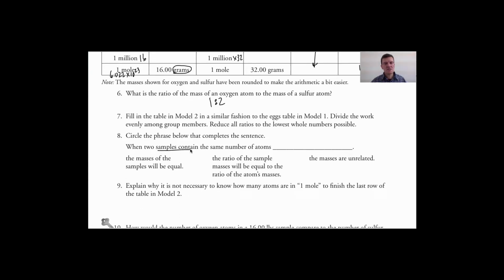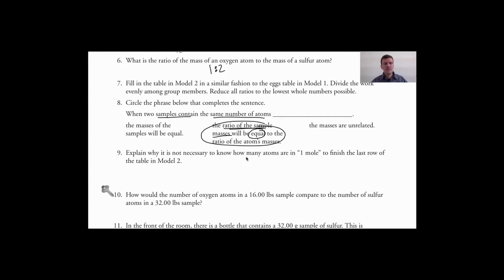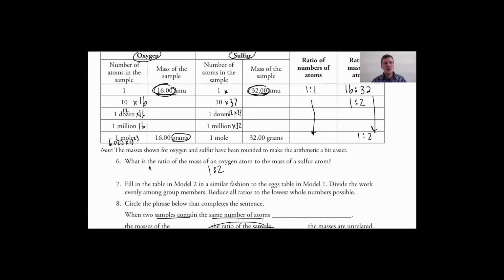And circle the phrase below that completes the sentence. When 2 samples contain the same number of atoms, the masses are going to be the same? No. The ratio of the sample masses will be equal to the ratio of the atoms' masses. Yes. Doesn't matter how many you have, the ratio of the masses is always going to be the same, as long as you have the same number of both. Okay? Explain why it is not necessary to know how many atoms are in 1 mole to finish the last row of the table, because all you care about right here is the ratio.